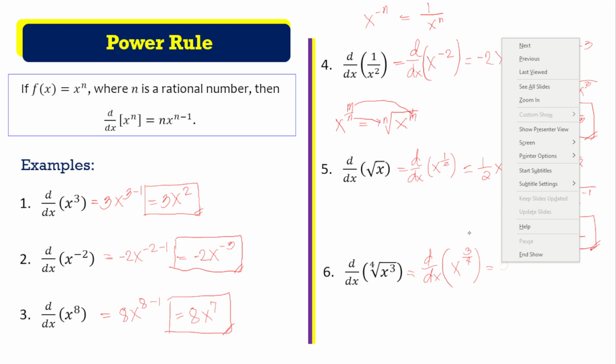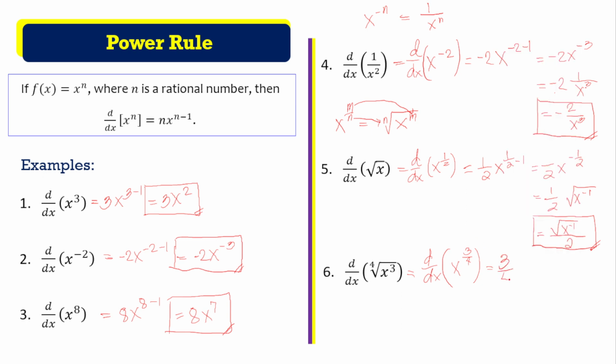So 3/4 x, copy the variable x, then subtract 1 from the exponent 3/4. Then you get 3/4 x, and 3/4 minus 1 is negative 1/4, right? Then you can write that in this form. You can write that as 3/4 times the fourth root of x raised to negative 1.